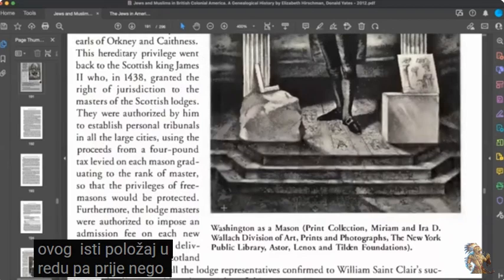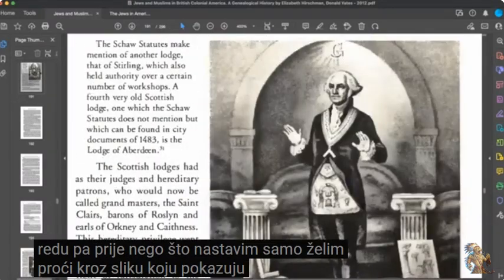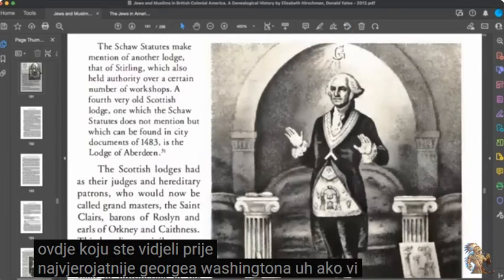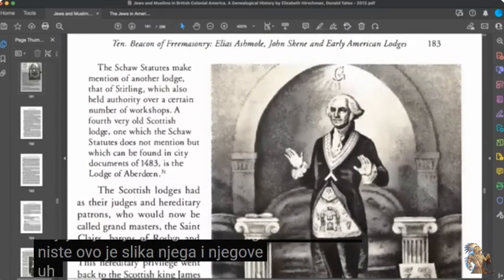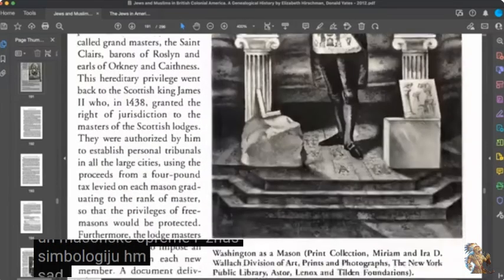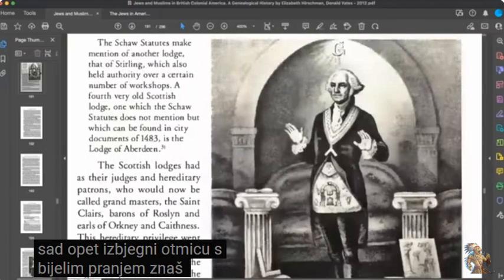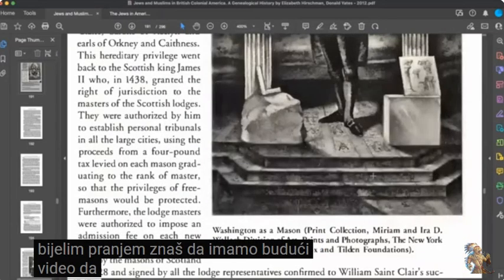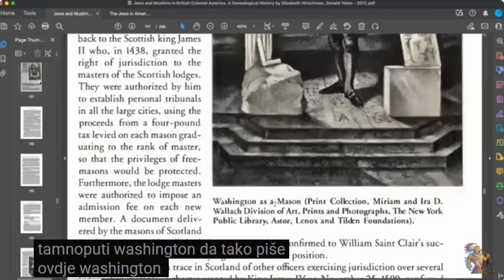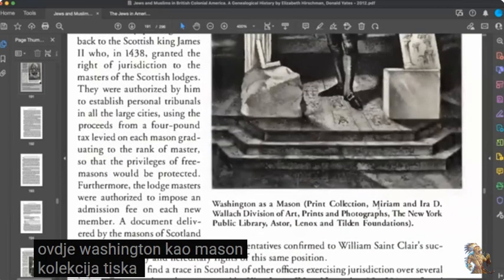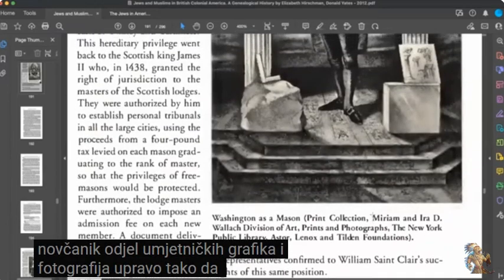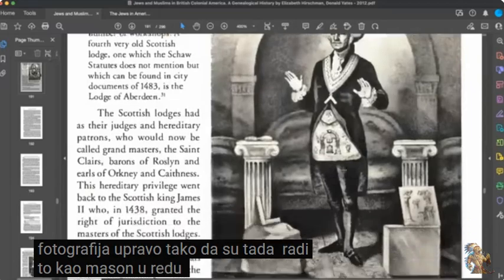All right, so before I continue, I just wanted to go over the image they're showing here, which we've seen before, most likely, of George Washington. If you haven't, this is an image of him in his Freemasonic gear and symbology. Now, dodge the hijack again with the whitewashing. We've got a future video. It says here, Washington as a Mason print collection, Miriam and Ira D. Wallace Division of Arts, Prints and Photographs, all right? So that's when they do it as a Mason, okay?